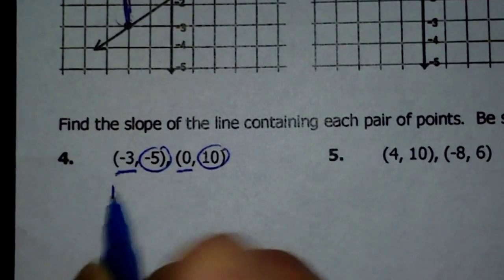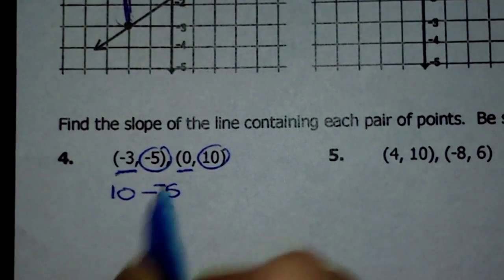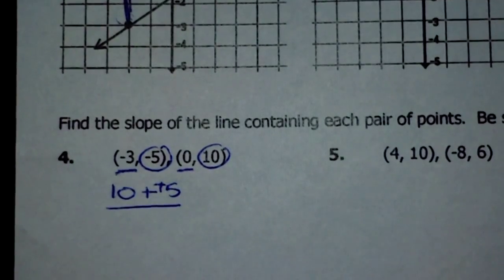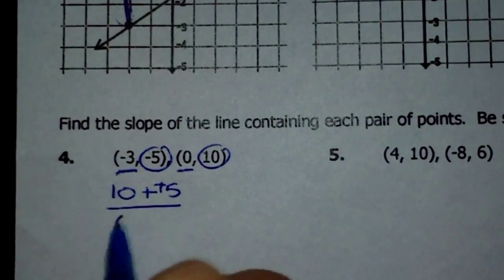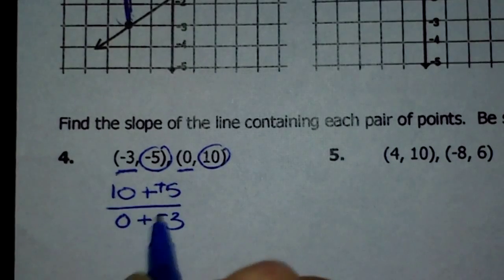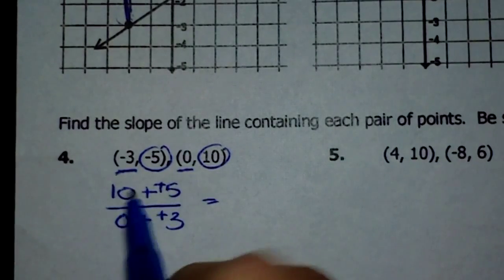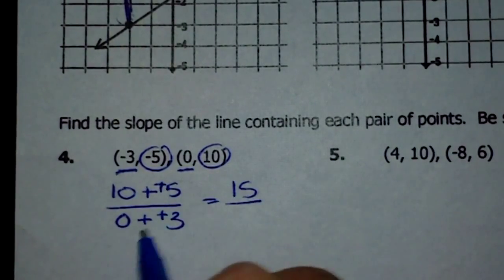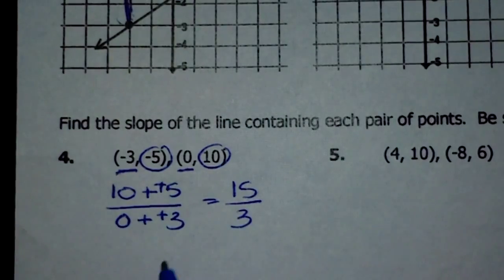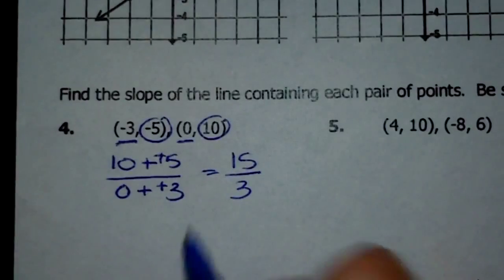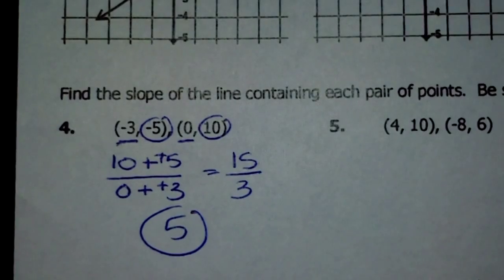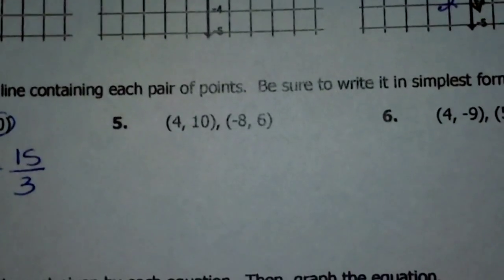So if I take the second y minus the first y, which becomes plus 5, and I take the second x minus the first x, which would become plus 3. I get 10 plus 5, which is 15, over 0 plus 3, which is 3. And my final slope answer should be 5. Again, if you wrote that as 5 over 1, totally fine. Don't leave it as 15/3, though.